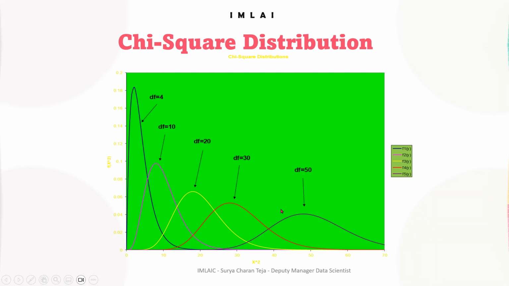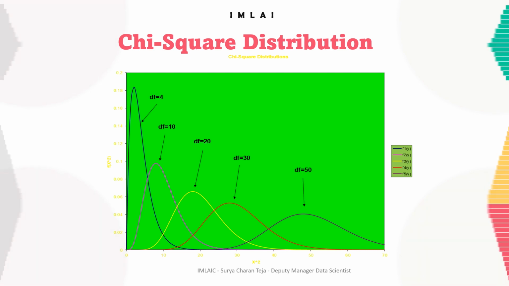So let's see the properties of this. The properties of the chi-square distribution include that it's a right skewed distribution with values ranging from 0 to infinity. The mean of the chi-square distribution is equal to its degrees of freedom, while the variance is equal to 2 times the degrees of freedom. So variance is equal to 2 times the degrees of freedom.